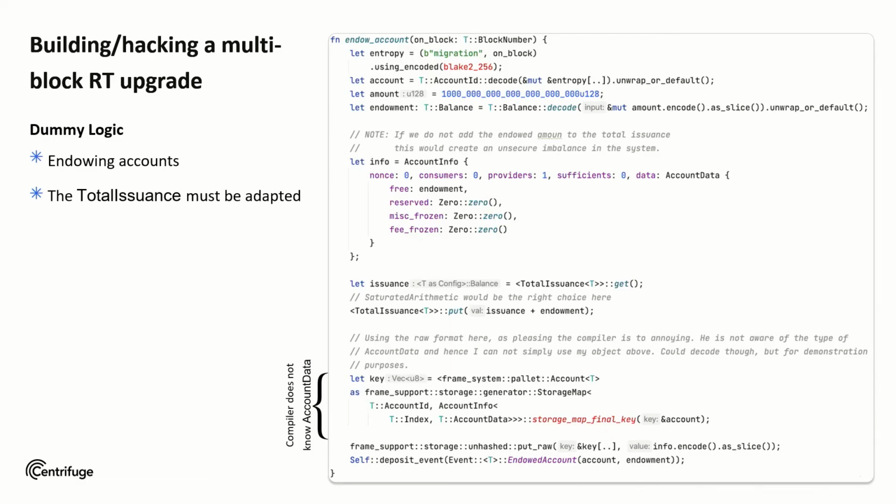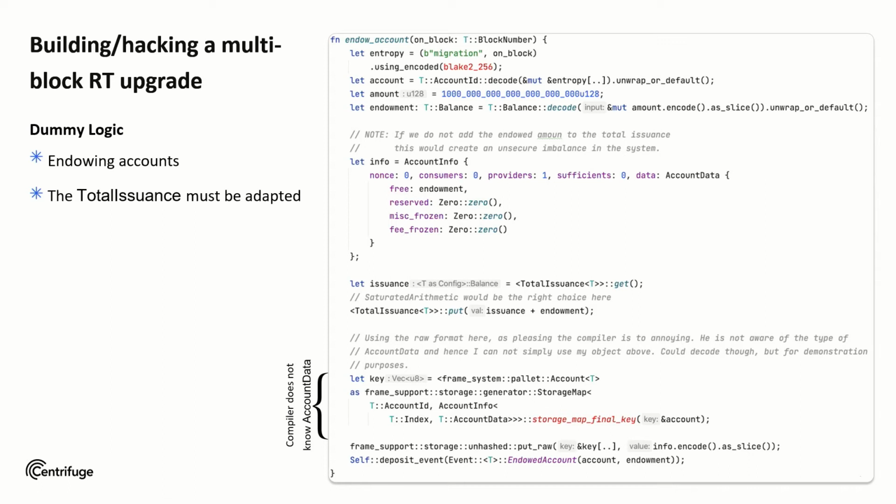So the endow account logic is fairly simple. We're creating just enough entropy to create a single unique account per block. Then we decode those bytes into an account ID, also create the amount that we want to endow, decode this one into a balance, and then we create the account info, which is the one that we want to inject into storage. And as we are just creating balances out of thin air, we should also take care of adjusting our total issuance. So I'm using the type interface here, as you see. I'm getting the issuance and then overriding it with a new value.